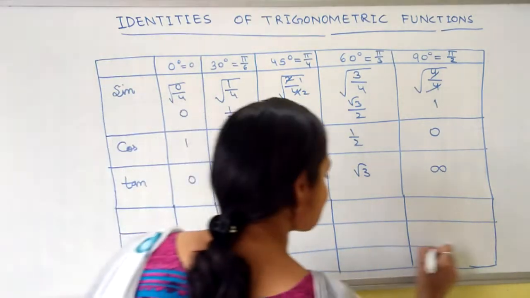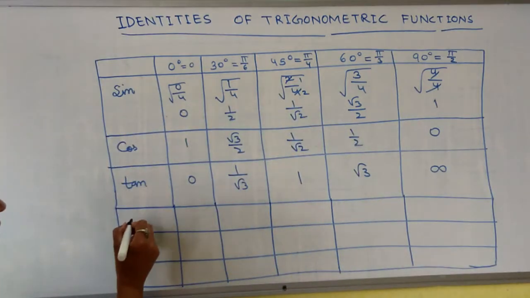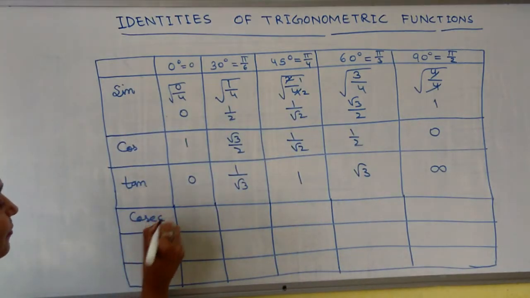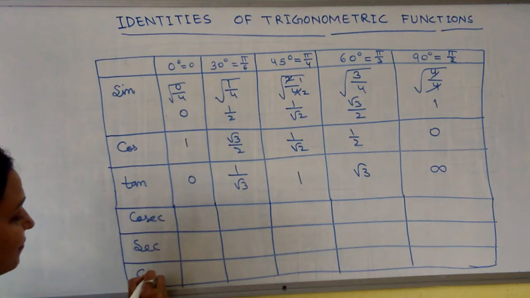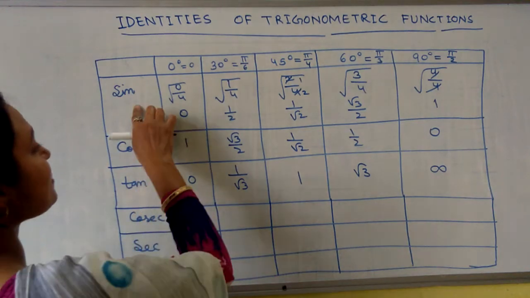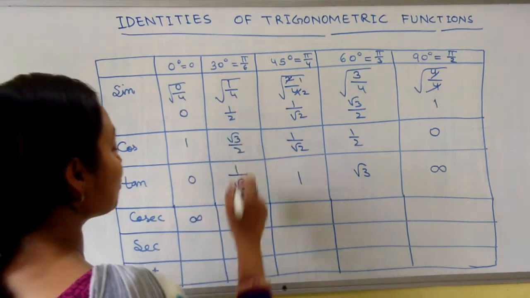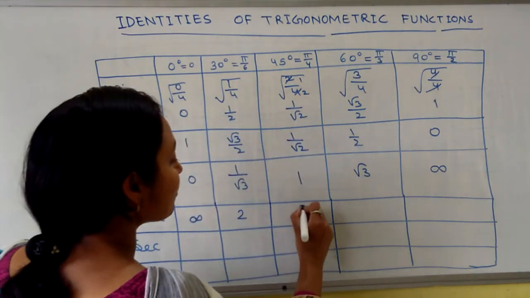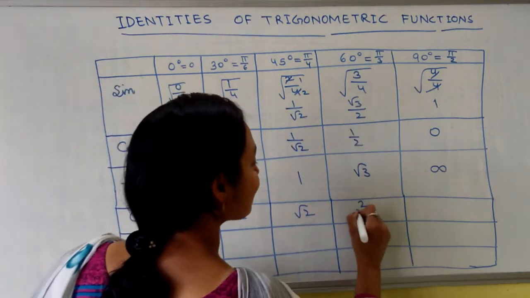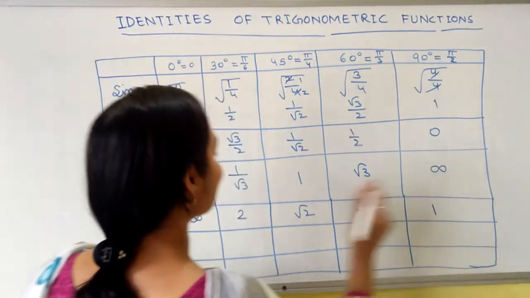This is secant and this is for cot. This is for cosecant theta. Cosecant is the inverse of sine. So 0 upon 1, that is 1 upon 0, infinity. 2 upon 1, root 2 upon 1, 2 by root 3. And this will equal 1.